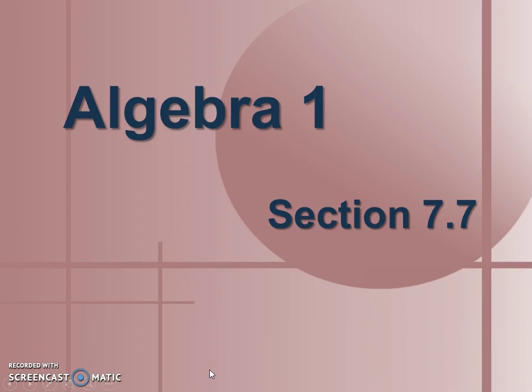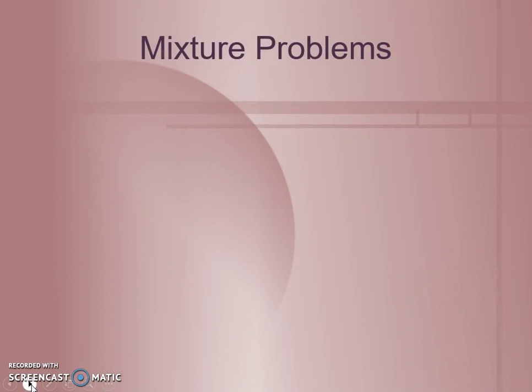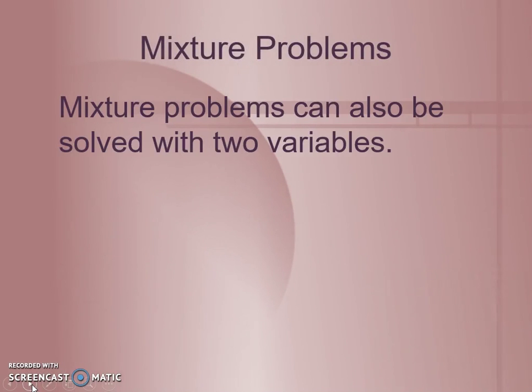We are on page 313, and it says, mixture problems can also be solved with two variables. Some mixture problems combine items with different values. Using a variation of the following basic equation, you can create a table to organize the information in the problem.